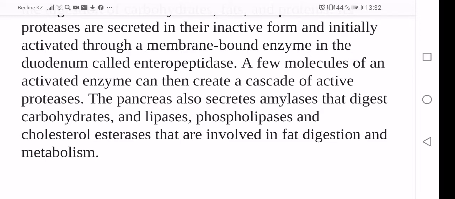The pancreas also secretes amylases that digest carbohydrate, and lipases, phospholipases, and cholesterol esterase that are involved in fat digestion and metabolism.